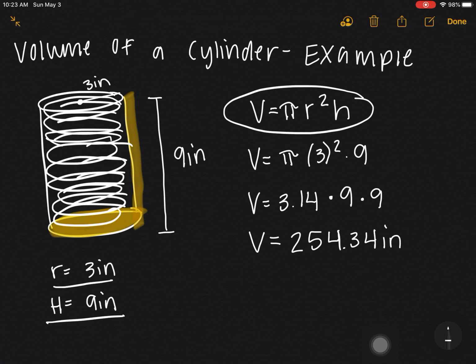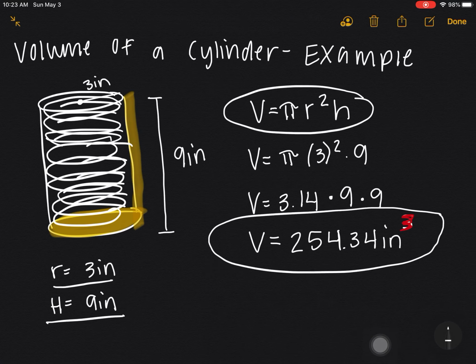So it's not just talking about length times width. We're talking about the entire volume, 3 dimensions, which means that our volume answers will always be cubed. So our volume of this cylinder would be 254.34 inches cubed.